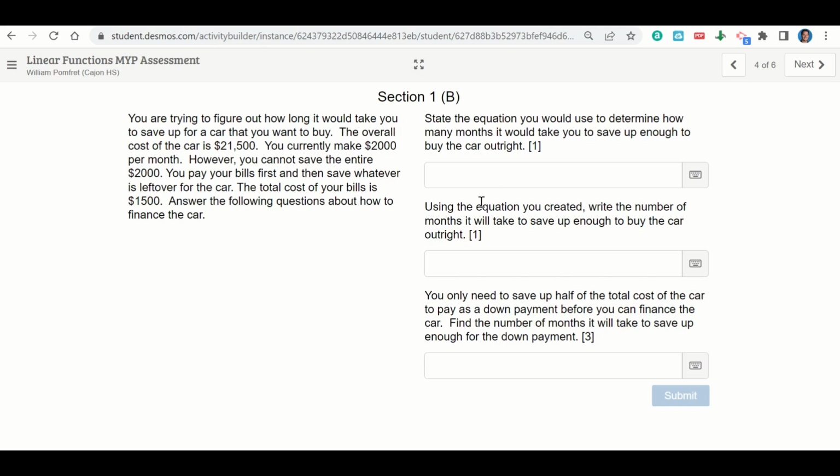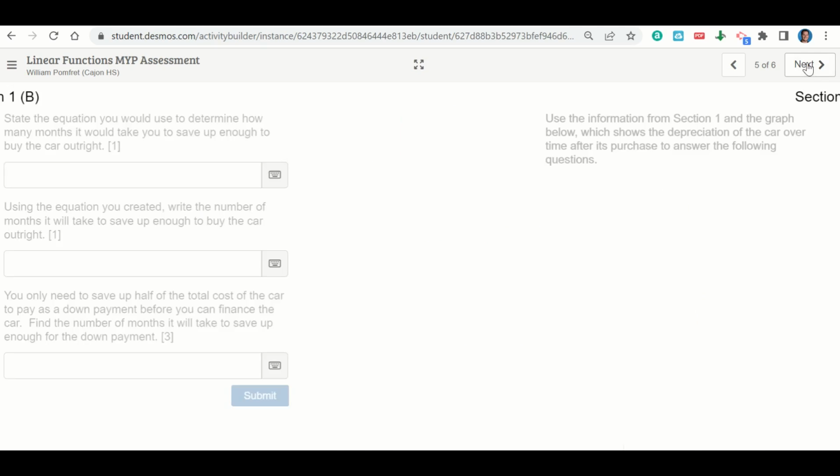car. So you're going to state how many months it would take you to save up to buy the car outright. So you write the equation, solve it, and then for the last question it says, well, what if instead we only had to come up with a portion of the car? So what if we had to finance half of it? Which means that you're going to save up to put a down payment of half the value of the car. So how long would that take you? So you'd go ahead and put that there.